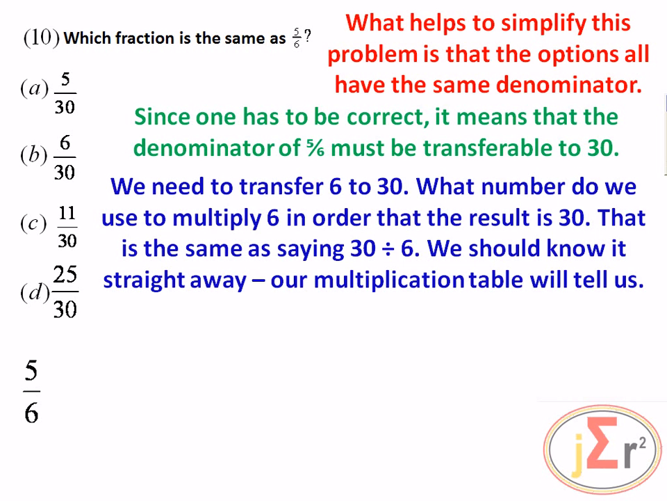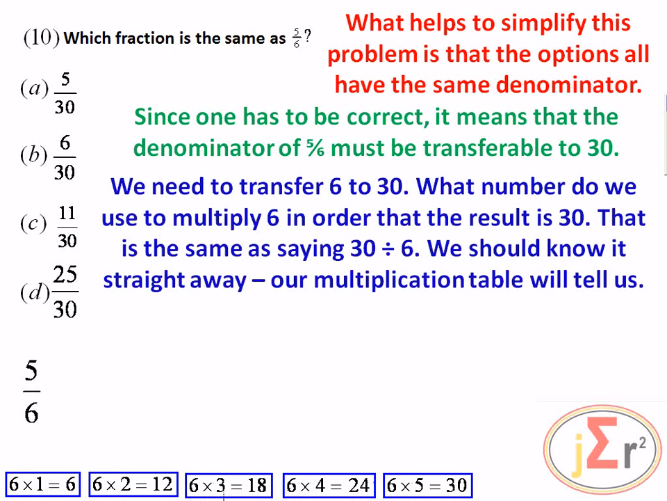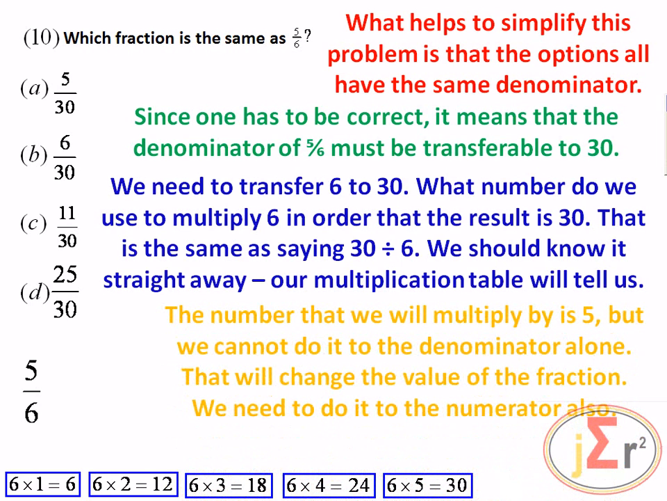We should know it straight away. Our multiplication table will tell us. And we did not even need to include it there, because Jerry, even before the problem was properly asked, figured out that the correct answer is option D. The number that we will multiply by is 5 because we need to transfer 6 to 30. 6 5s, 30. So 30 is our target. 6 is where we are starting at, and 5 is what we use to get there. So we will multiply by 5.